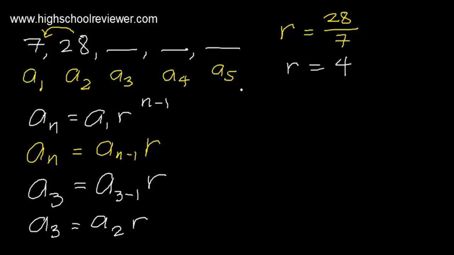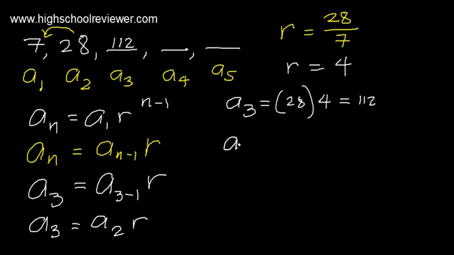So we can now find a sub 3. So a sub 3 would be equal to the value of a sub 2, that is positive 28, and we will just multiply this by 4. So our a sub 3 now will be 28 multiplied by 4. We will have positive 112. So we will have here positive 112.